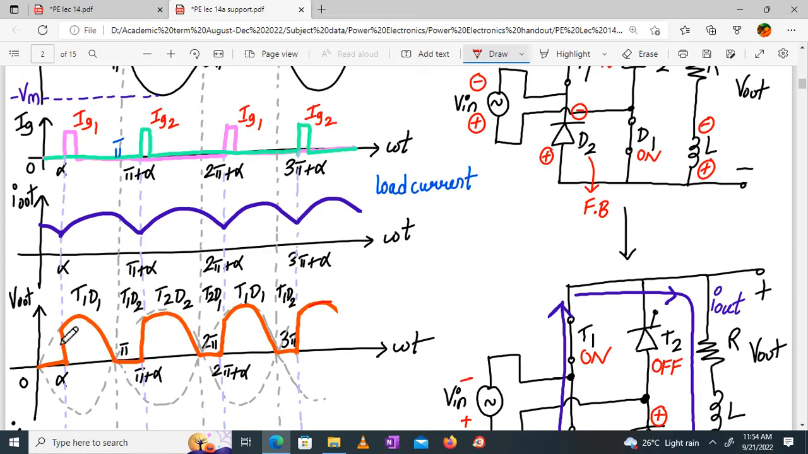0 to alpha is again a freewheeling period. Output follows the previous cycle. So previously what should happen over here? Follow the trend. T1 D1 should be on. You follow the trend. When it is a continuous state, start from alpha. So 0 to alpha will be similar, if you go backwards. Are you following?